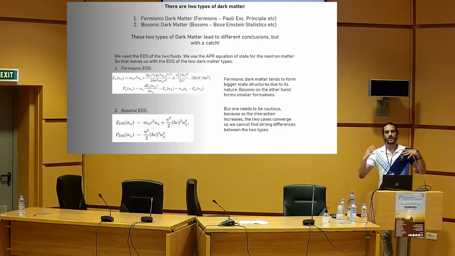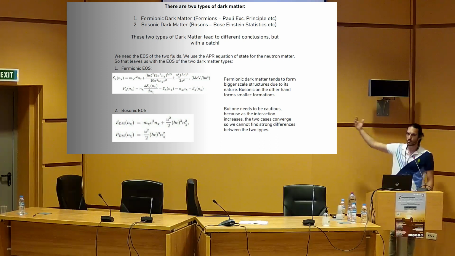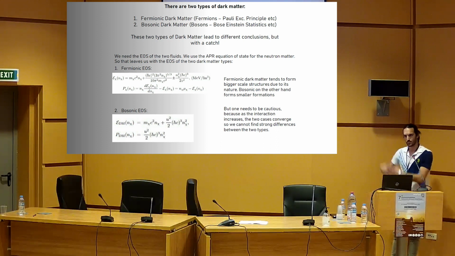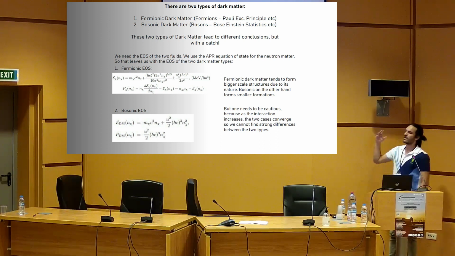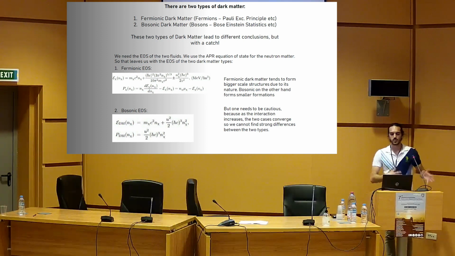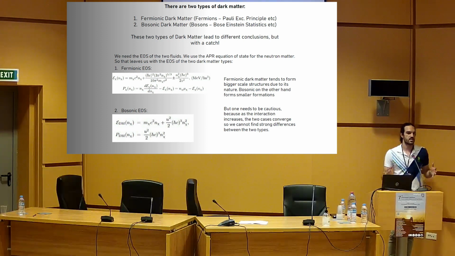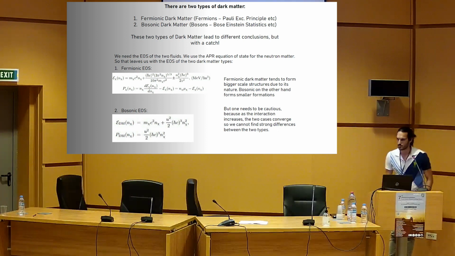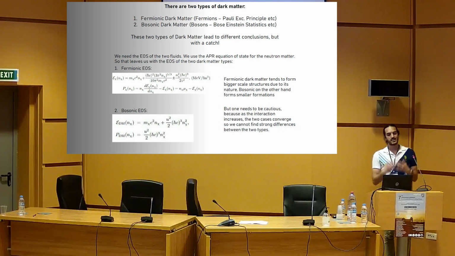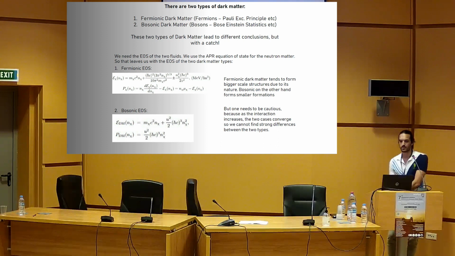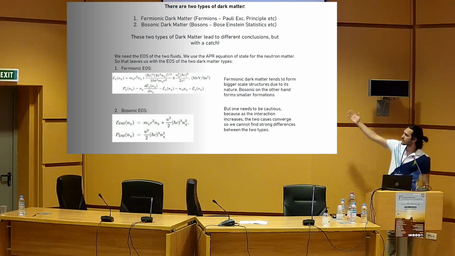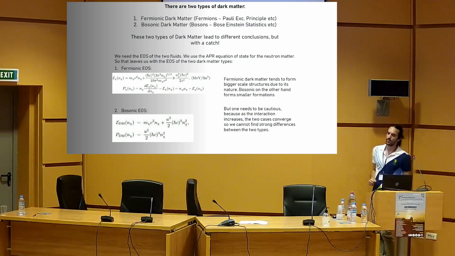As I said earlier, on how we work with these objects, first of all, we need to define the equations of state for the two fluids. For the ordinary matter, baryonic matter, we use the APR equation of state because it is in very good agreement with the observational data that we see today. And so that leaves us with the dark matter equation of state. For the dark matter equation of state, as I said, we have fermionic and bosonic. I have these equations that you see here on your screen.